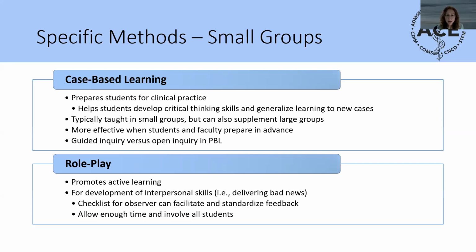You can incorporate it into your small group. And that's a good way for the learners to develop their interpersonal skills. But you have to keep track of time, because you really want all the students to have an opportunity to participate in the role play. And it is important to give them feedback. And it does help to have a checklist for the observer. And that checklist is the same for all the observers. So you try to standardize that feedback.